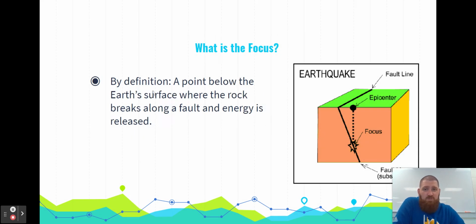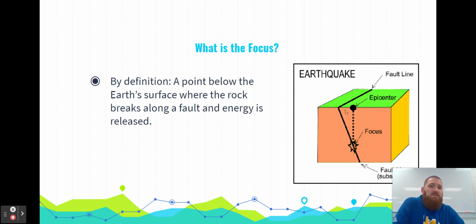Now, focus, just to keep going down this rabbit hole here, the focus is the spot inside of the Earth's crust directly below the epicenter that falls along that fault line where the energy was released that caused the earthquake. So right here is the focus. The epicenter is the spot on the surface above it.